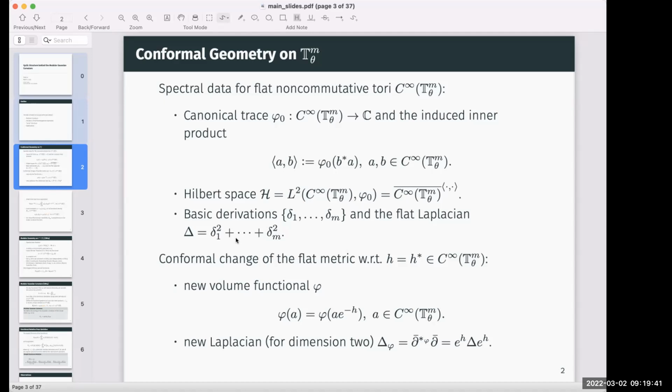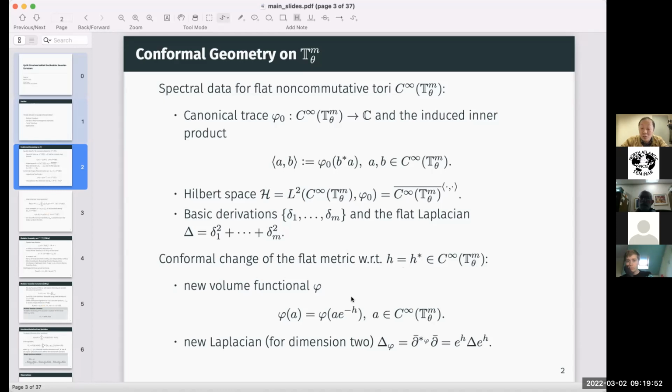To obtain a curved metric, we can consider a conformal change of metric. We start with a self-adjoint element h, whose exponential is the conformal factor. I will call h the log conformal factor. First, you can change the volume form. I think I missed something here: it should be φ_0. The new volume form is a rescaling of the flat one with φ_0.